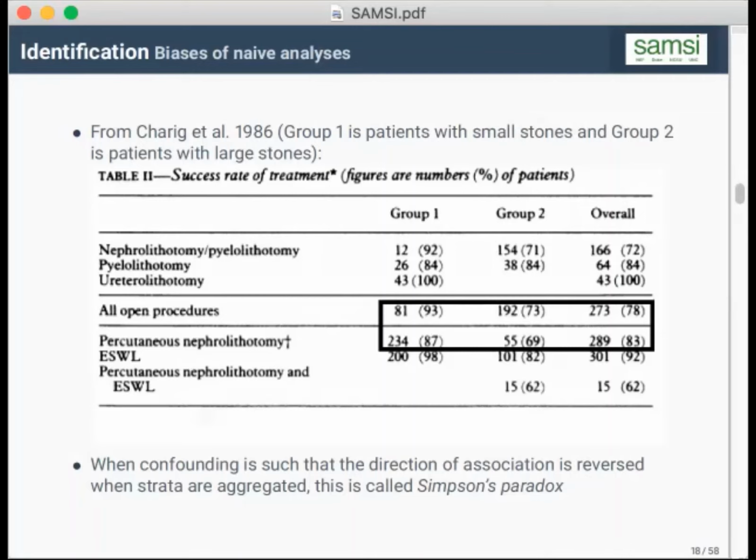This is an example of Simpson's paradox, where the crude estimate of the effect is actually in the opposite direction from the true effect. But confounding bias doesn't have to flip the sign of the effect, it can just change its magnitude as well.